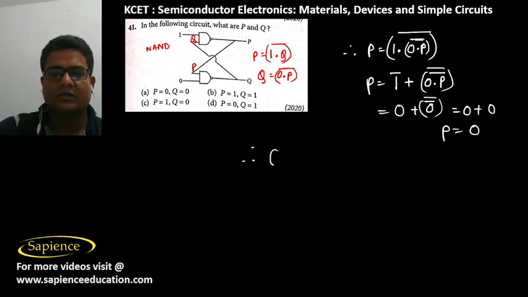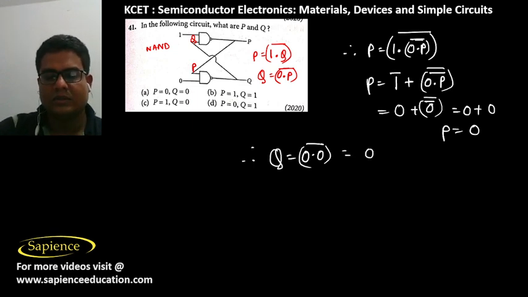So therefore Q will be equal to (0 and 0)'. So 0 and 0 is 0, and its complement is 1. So P is 0 and Q is 1. So option D is the correct answer.